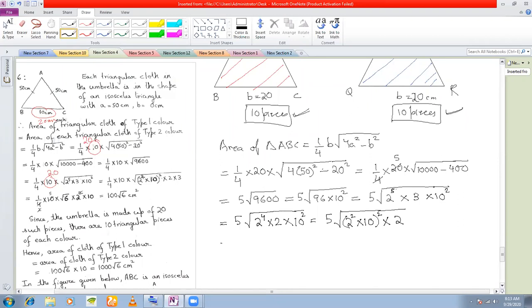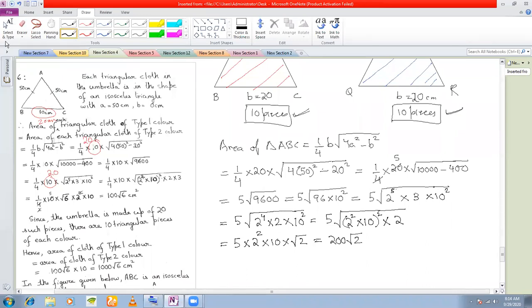Okay, so which now can be written as 5 into 2 square into 10 into root 2, which is 20. 5 into 4, 20. 20 into 10 is 200. 200 root 2. This is the area of the fabric.